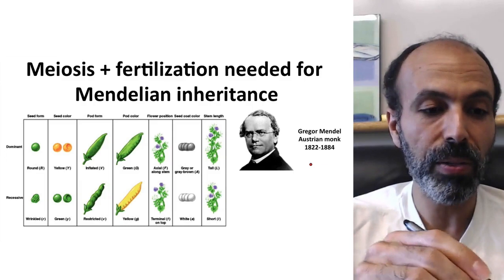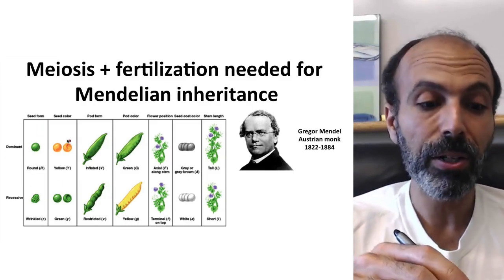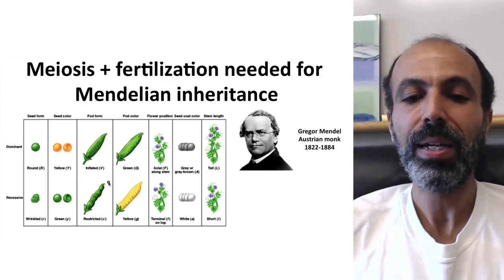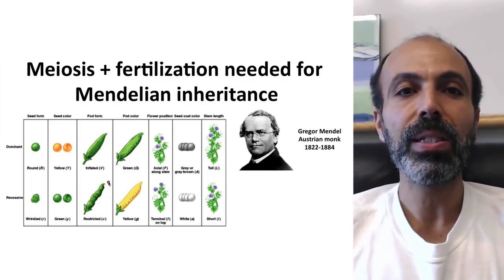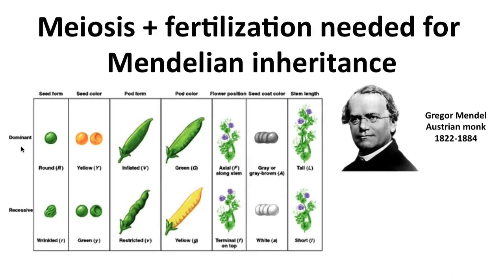So as you can see here, seed form being round versus wrinkled, seed color being yellow versus green, pod form inflated versus restricted, etc. There are a lot of traits he looked at. What he found is that some forms he referred to as, quote, dominant. Now, dominant meant that if you bring together a round form and a wrinkled form and cross them together, the offspring would actually just be round. It is not intermediate, but would actually just be round.